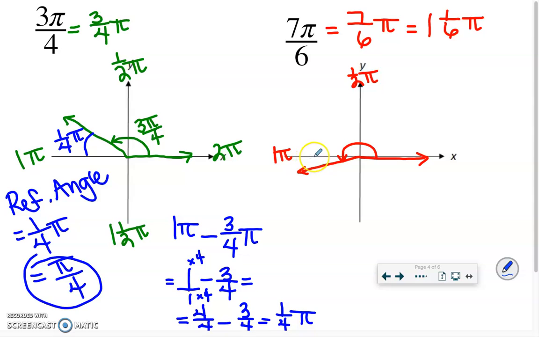And my reference angle would be the distance to the x-axis, and I went to 1 1/6. So this would be 1/6 pi as my reference angle.